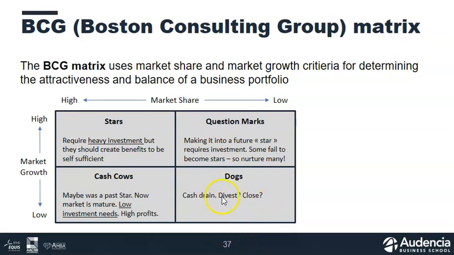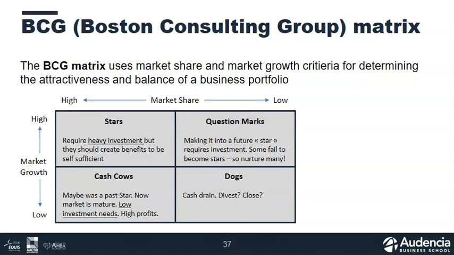And the strategy here is, well, do I divest? Do I close? And again, it's a tough question because there may be links between these. This dog may be providing something to a star over here or to the cash cow. So it's not a simple divest or not decision. You've got to look into this.